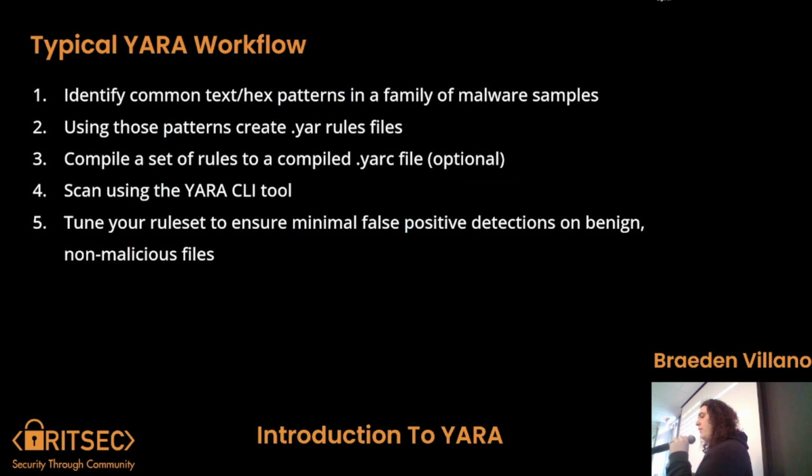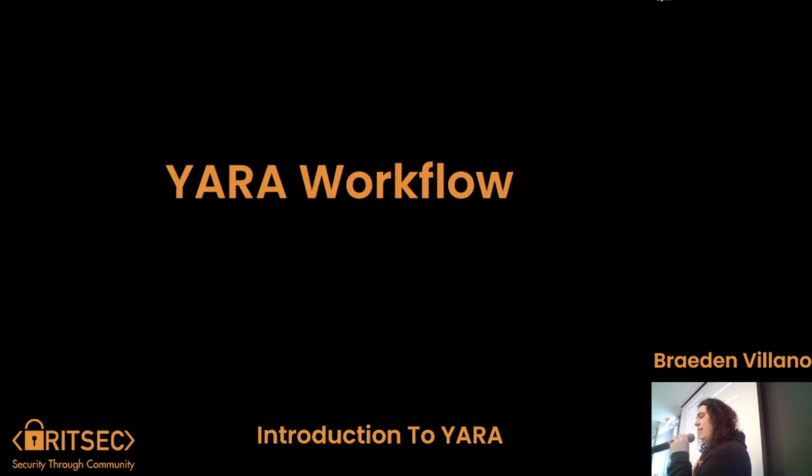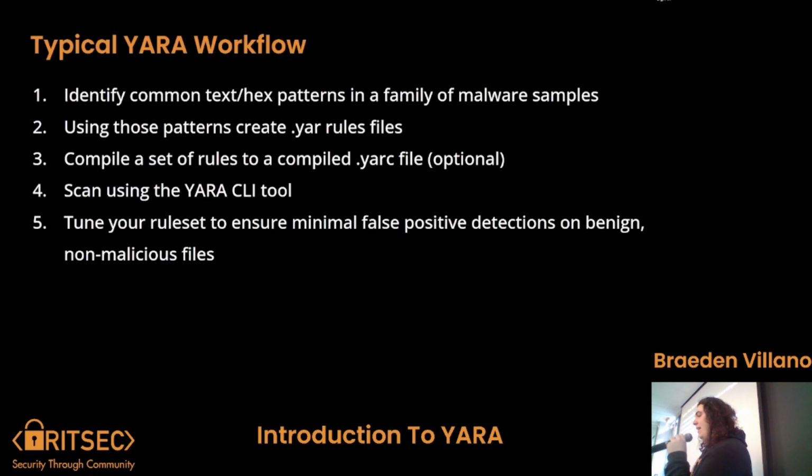Using those patterns, we're going to create a YARA rules file. It looks kind of like that. And then you can compile a set of rules to one file. That's optional, but I recommend it, and I'll go into why in the next slide. Then we're going to run scans mainly using our YARA CLI tool, but there's other tools that you can integrate with it. And then you're going to want to tune your rule set. You don't want a lot of false detections, so over time, you're going to notice maybe this rule is detecting a lot more than it should. We don't want that, so we're going to tune it, adjust our conditions, things like that.